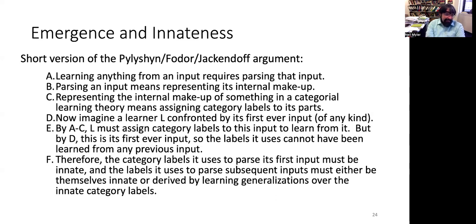But by D, this is its first ever input. So the labels it uses cannot have been learned from any previous input. Conclusion F, therefore: the category labels it uses to parse its first input must be innate, and the labels it uses to parse subsequent inputs must either themselves be innate or derived by learning generalizations over the innate category labels.